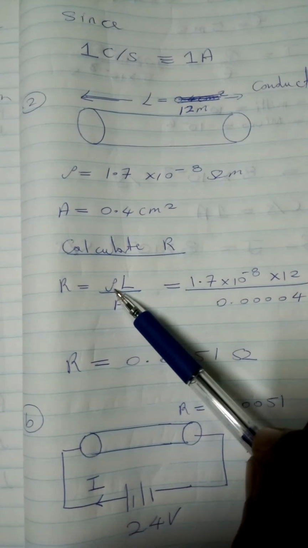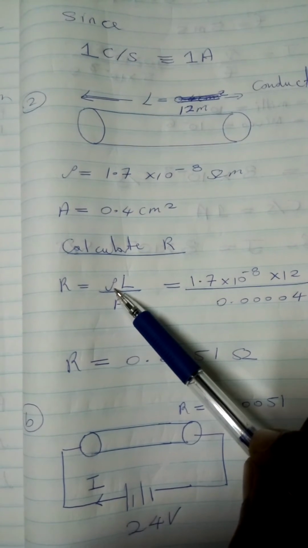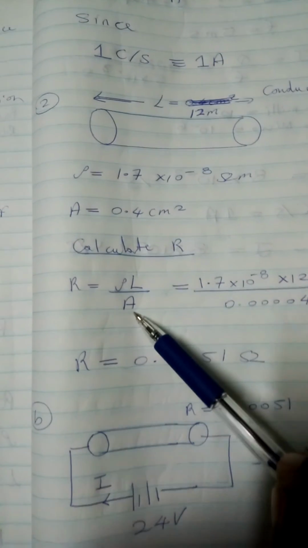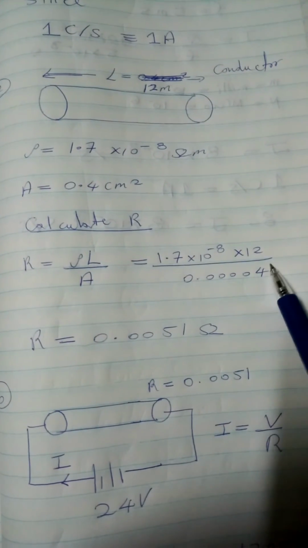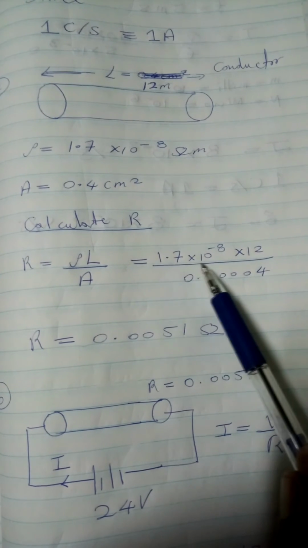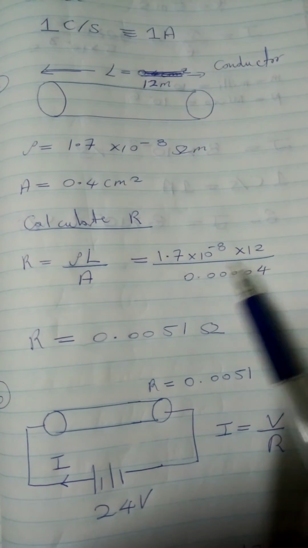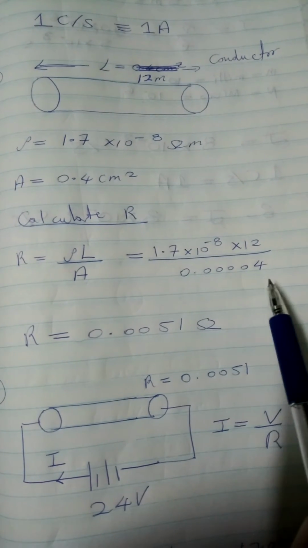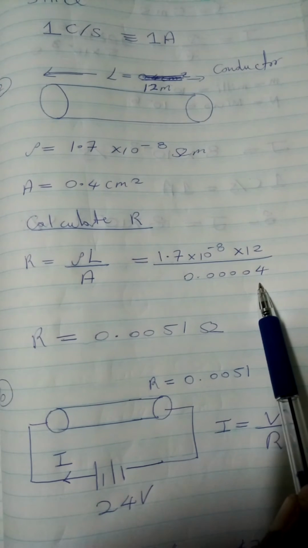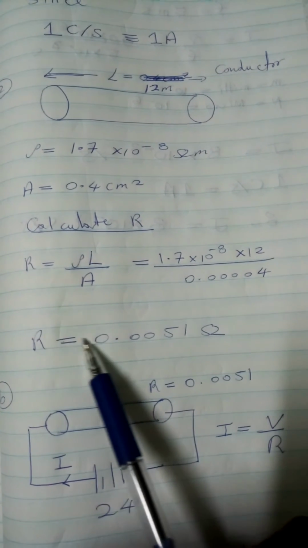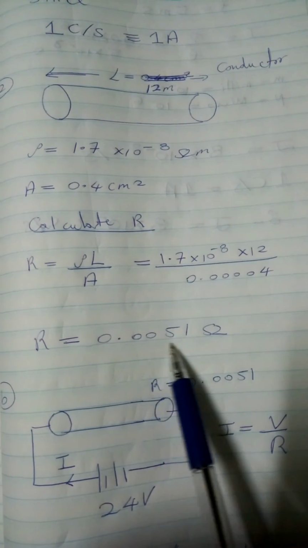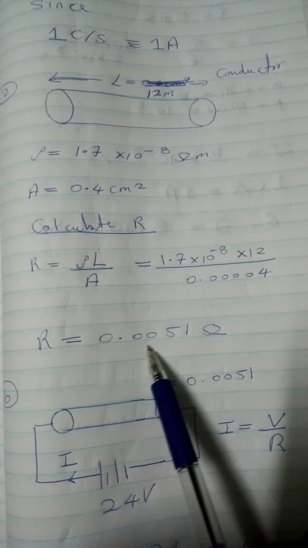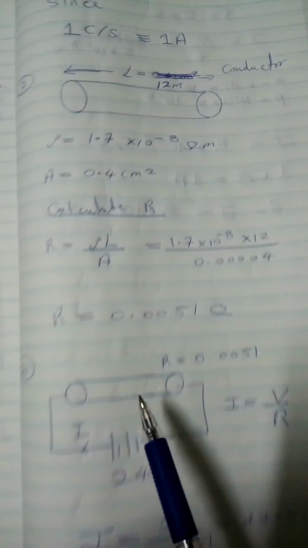Rho stands for resistivity, and the SI unit of resistivity is ohm meter. L stands for length, and A stands for area. So just plugging in the numbers, I will have 1.7 times 10 to the negative 8 times 12. This 0.4 centimeters squared should be converted to meters squared, because we have to work in SI units. And what that means is that our resistance R should come down to about this. You can try this in your calculator and see if you get this answer. So R is equal to 0.0051 ohm.